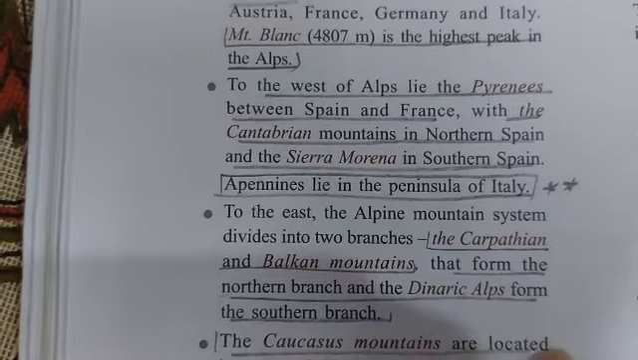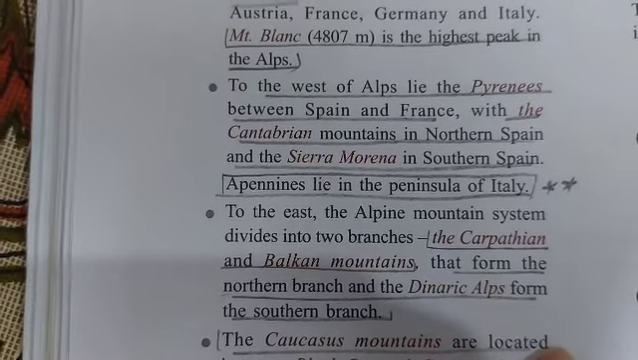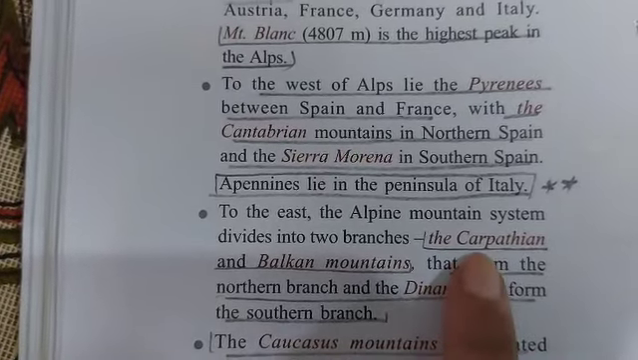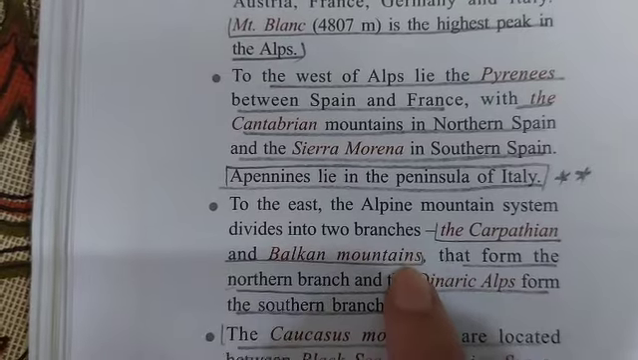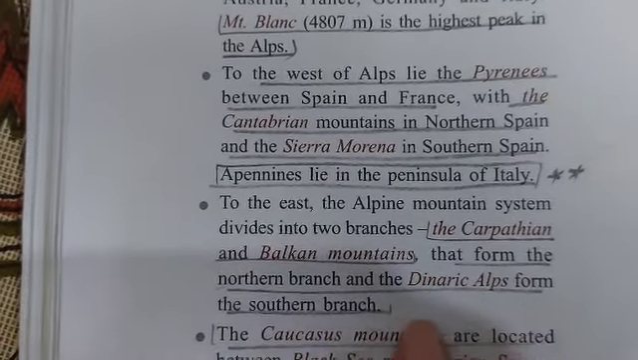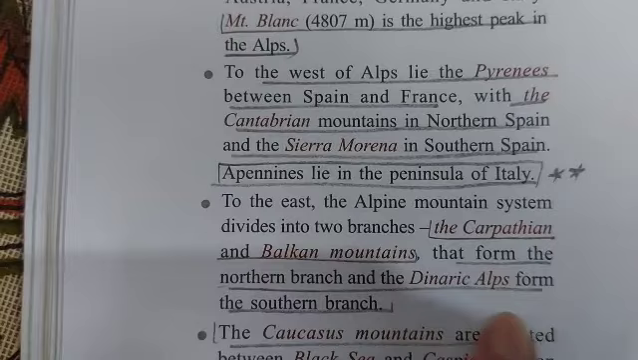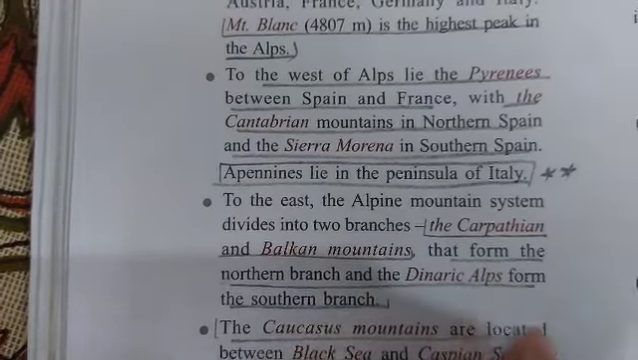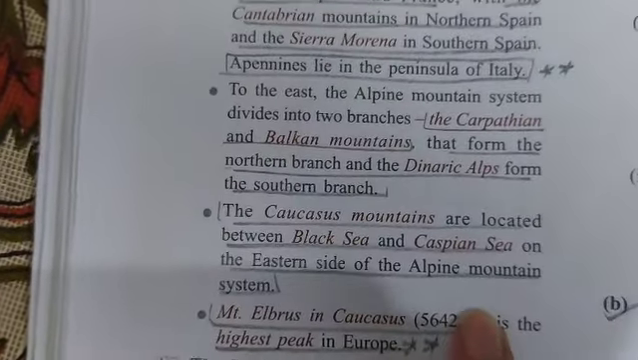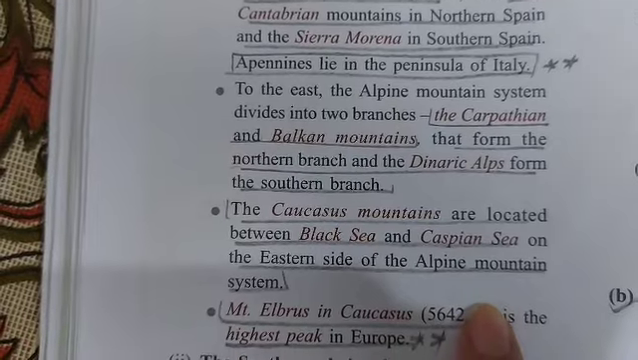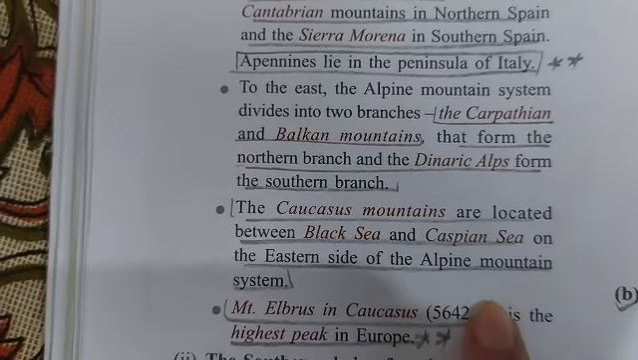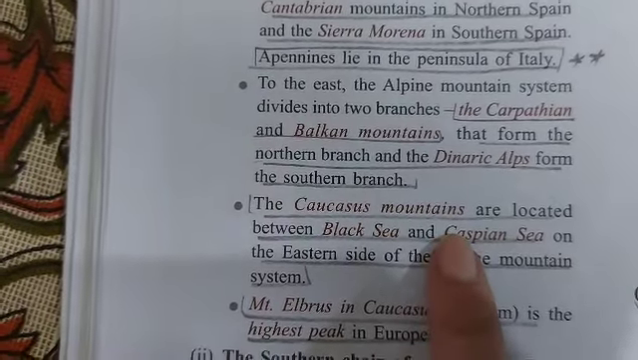To the east, the Alpine mountain system divides into 2 branches, the Carpathian and Balkan mountains. Important. Mark it. That forms the northern branch, and the Dinaric Alps form the southern branch. Important. Mark it. Come to the next point. The Caucasus mountains are located between the Black Sea and the Caspian Sea. This becomes important. Please mark it.